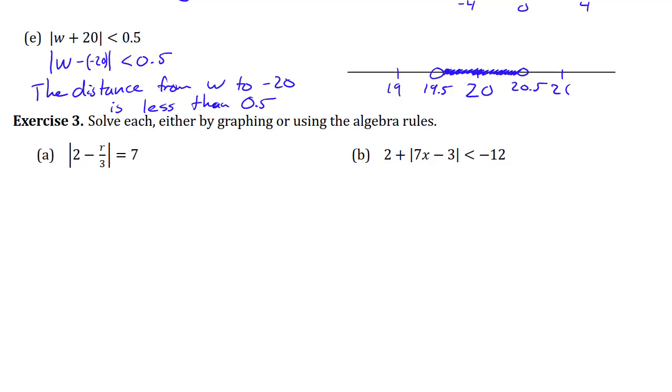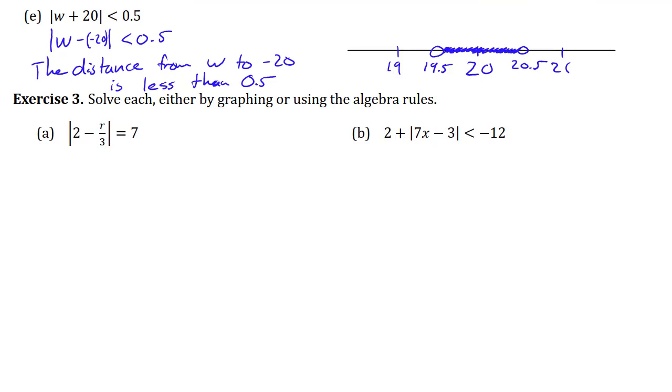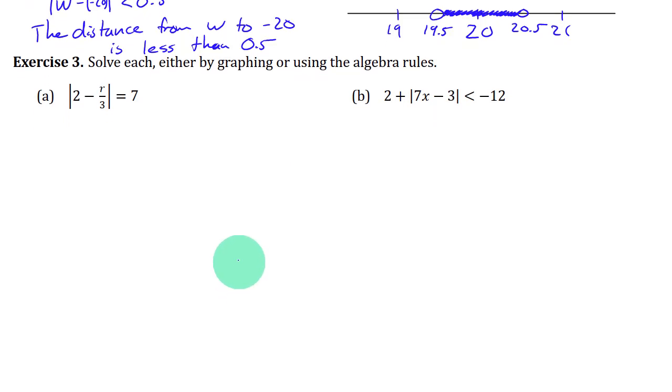All right, going on to exercise 3. Let's solve each of these. All right, so let's see. By graphing, I'm just going to show these with the algebra rules so you can check your work that way. I do recommend doing this by graphing. If that's what you did, that's great. But I just want to show the algebra rules here really quick.